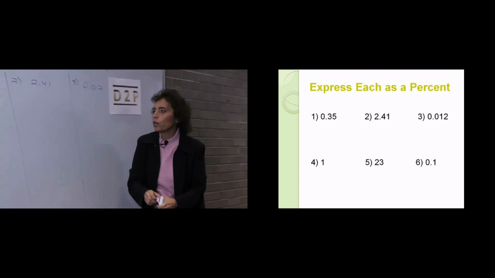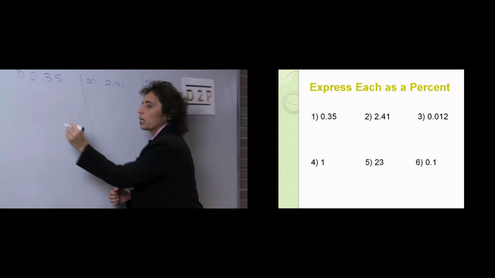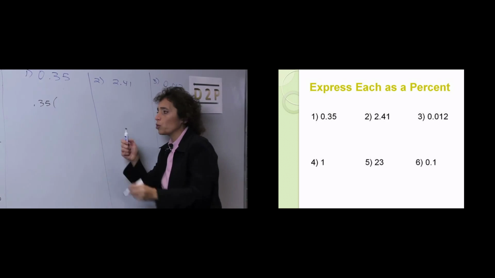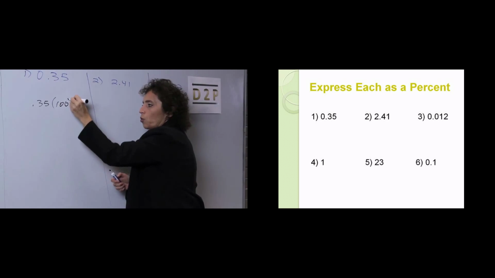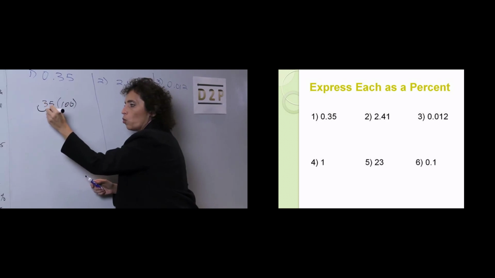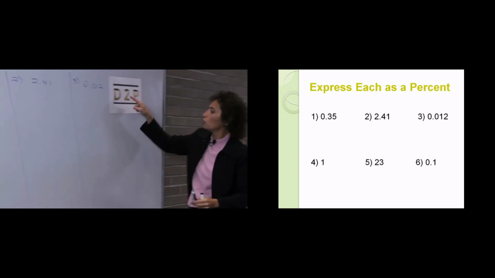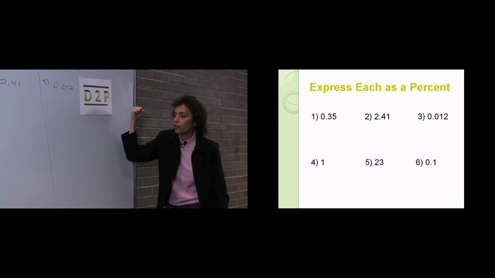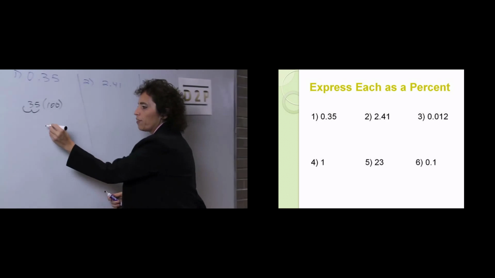Okay, ready? We want to write these as a percent. So we're going to take 0.35, and instead of dividing by 100, we're going to multiply by 100. So all we're doing is moving the decimal 2 places to the right. So 1, 2. Remember, decimal to percent, D to P, this way. Alphabetically, to the right. So we get 35%.